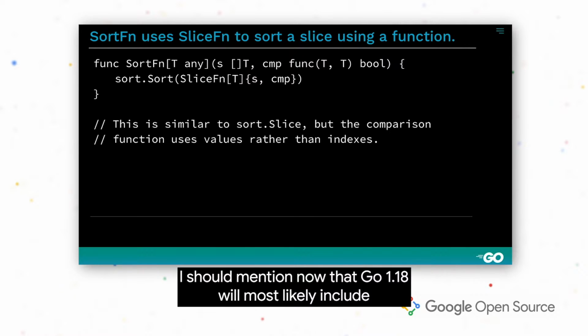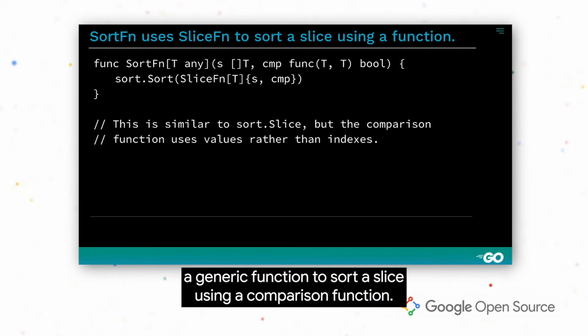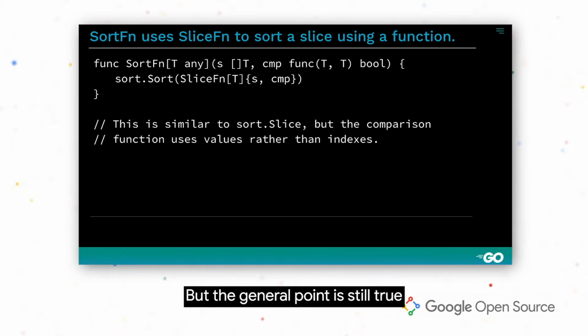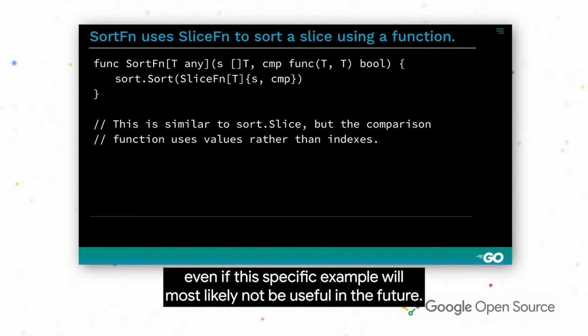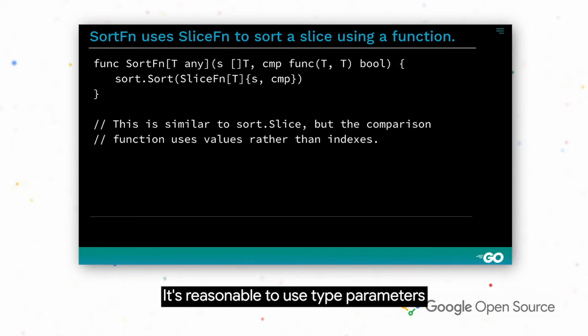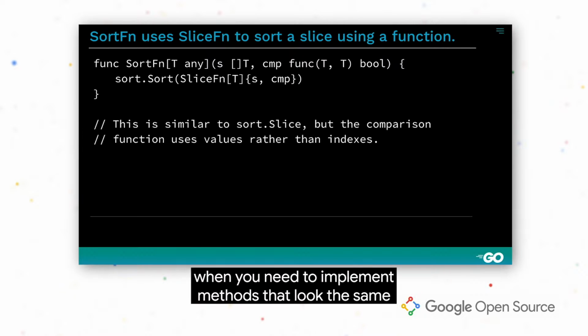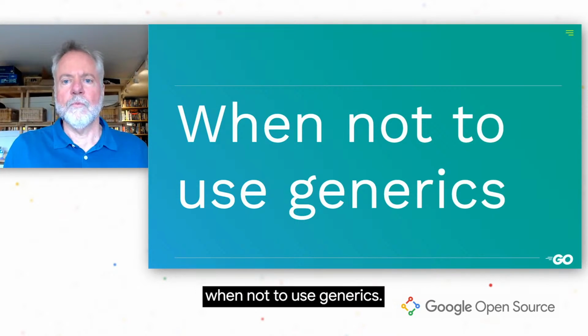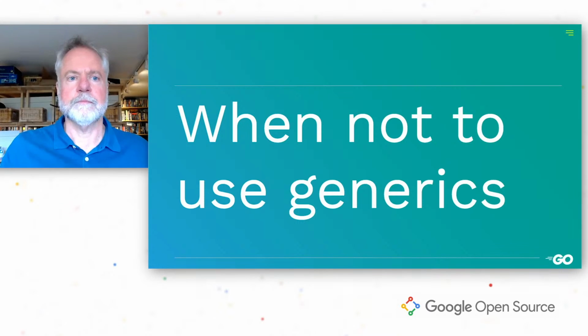I should mention now that Go 1.18 will most likely include a generic function to sort a slice using a comparison function, and that generic function will most likely not use sort.Interface. But the general point is still true, even if this specific example will most likely not be useful in the future. It's reasonable to use type parameters when you need to implement methods that look the same for all the relevant types. Now let's talk about the other side of the question, when not to use generics.